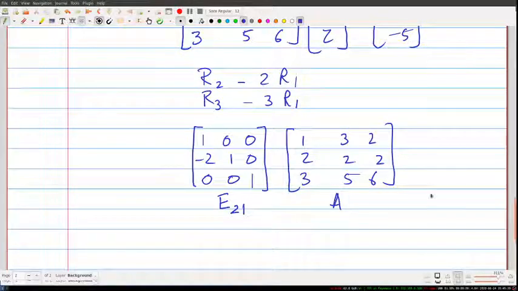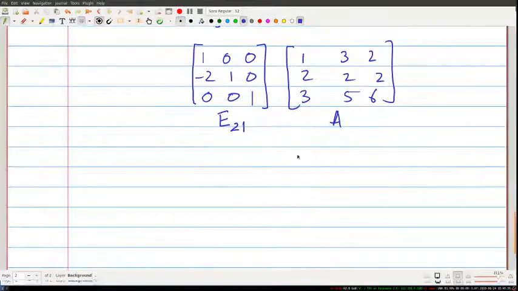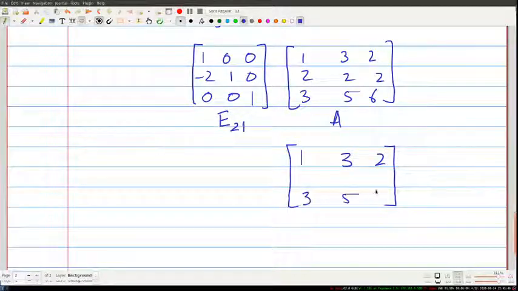So once I do this elimination, I get the matrix. Let's do the computation. The computation is simple. I preserve the first row, I preserve the third row, and for the second row I do minus 2 times the first row plus the second row. So 0 minus 6 plus 2, which is minus 4, and minus 4 plus 2 is minus 2. And hopefully I've done that correctly, because I know I make mistakes. Minus 6 plus 2 is minus 4, and minus 4 plus 2 is minus 2, which seems correct.